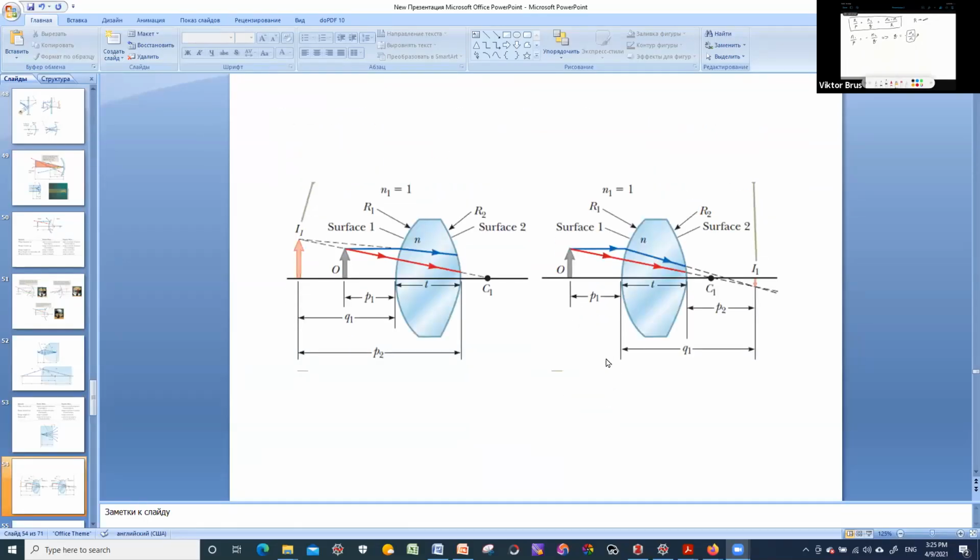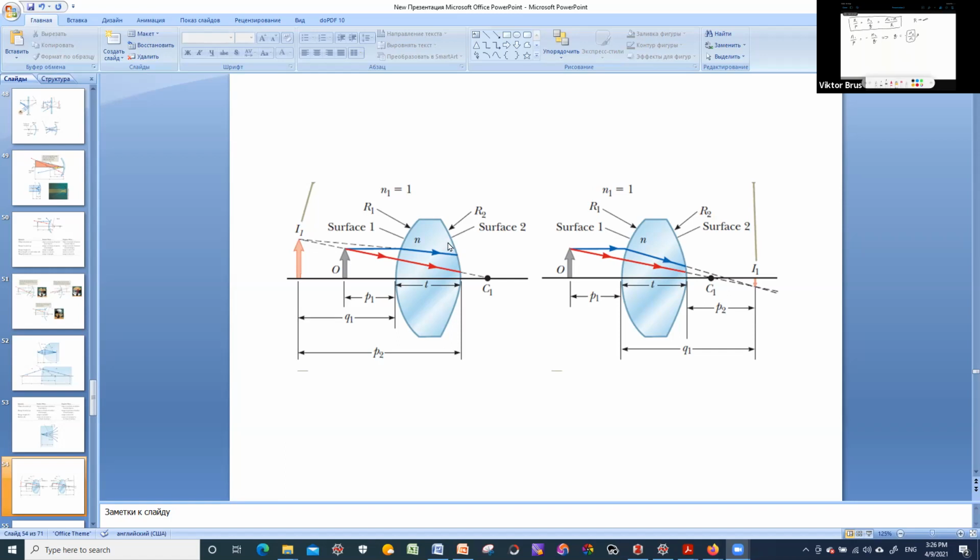So here we have an image of some lens. Radius R1 describes the curvature of the first interface. Radius R2 describes the curvature of the second interface. So here we have the object. Then we need to consider the first image formed by the first surface of this lens.